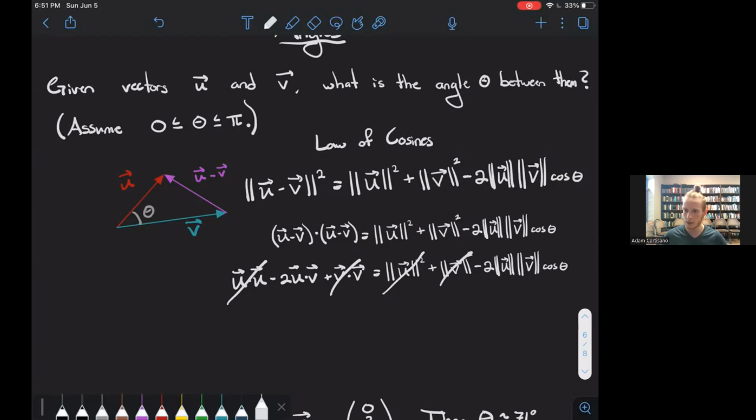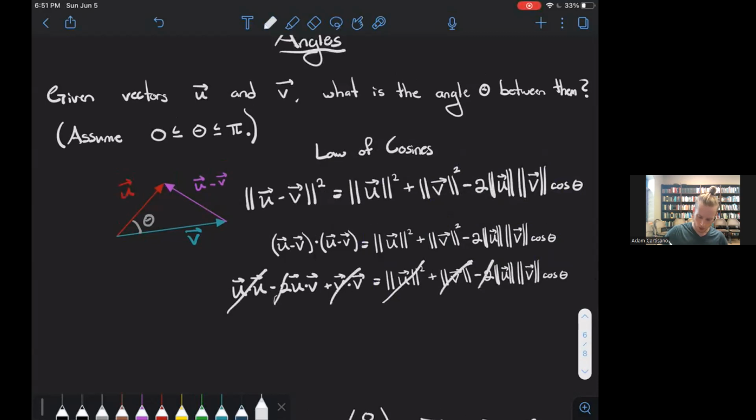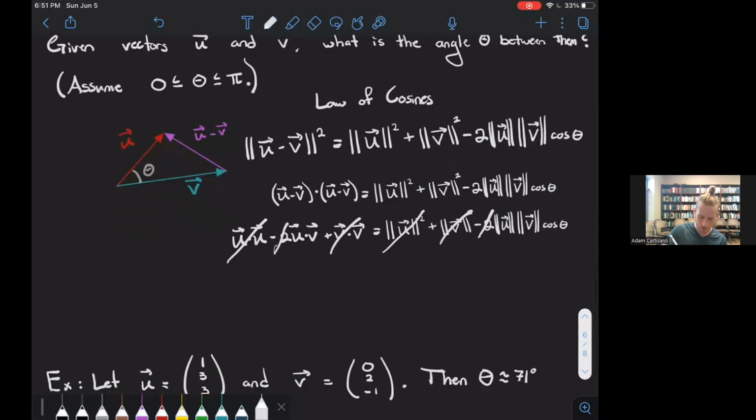Well, I can divide both sides by negative 2. And what I'm left with is the fact that, for any two non-zero vectors, u dot v is the norm of u times the norm of v times cosine theta, where theta is the angle between them.